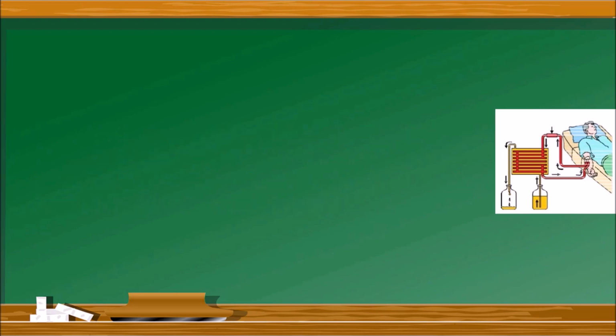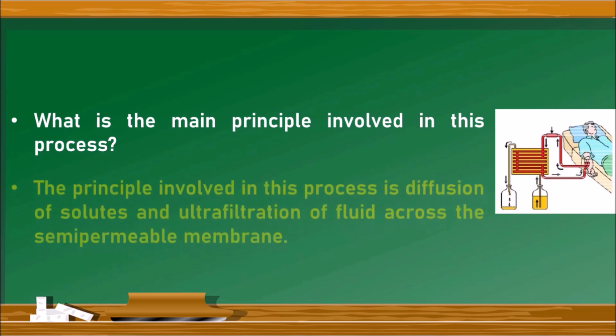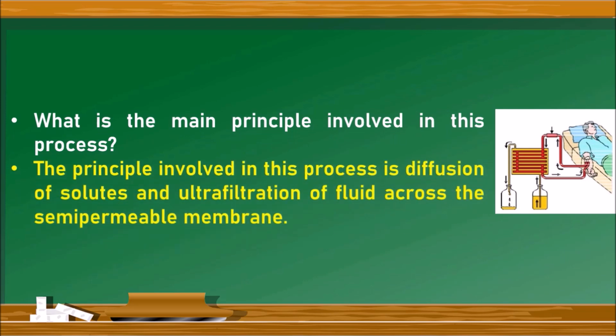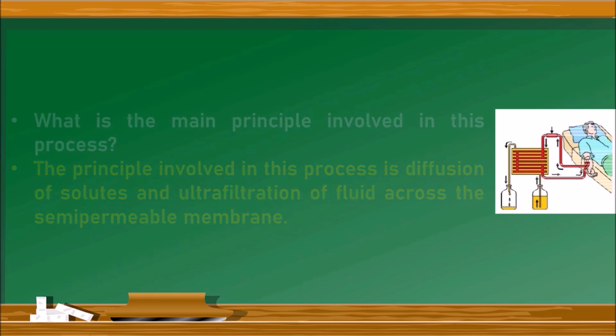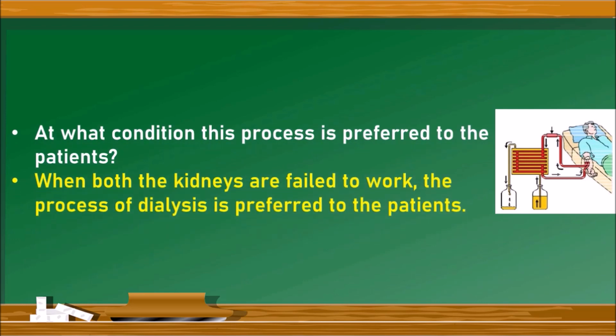The next question, what is the main principle involved in this process? The principle involved in this process is diffusion of solutes like nitrogenous substances and also ultrafiltration of fluid, any waste fluid, across the semi-permeable membrane. Next question, under what condition is this process preferred for patients? When both kidneys fail to work, this process of dialysis is preferred for patients.